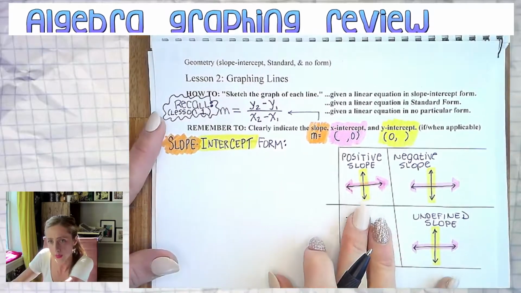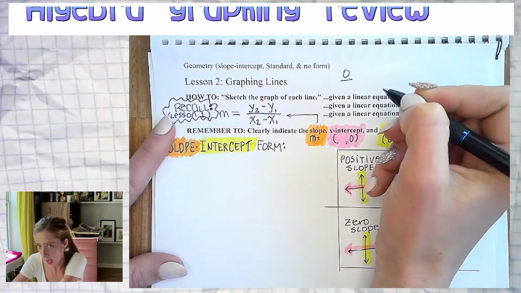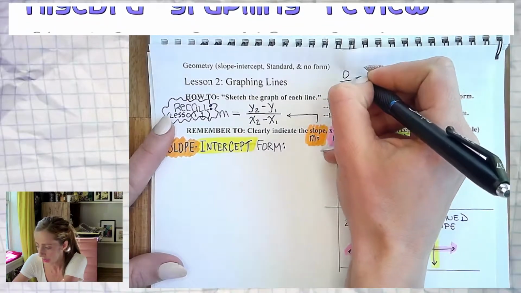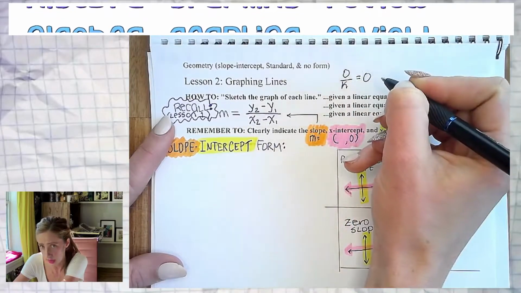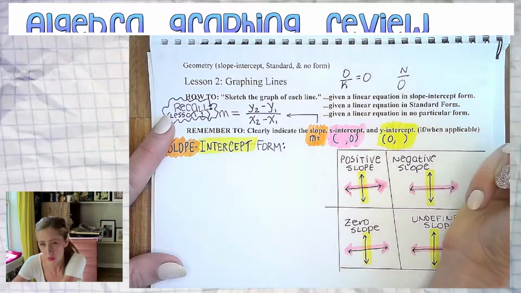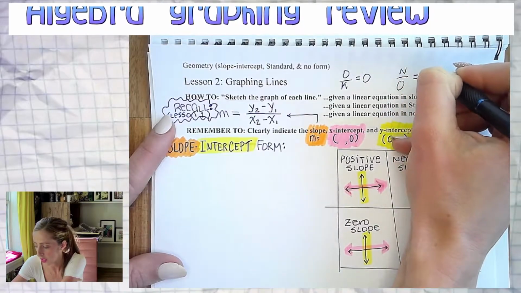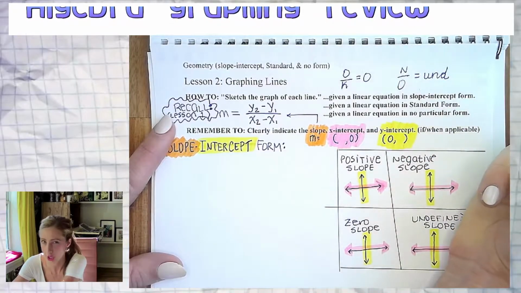Another thing that you might want to write down on top of your paper is that when 0 is on top in your fraction, that's okay, and it just equals 0. And when 0 is on bottom in your fraction, that's a big no-no, and that means that your fraction, or your slope, is undefined.